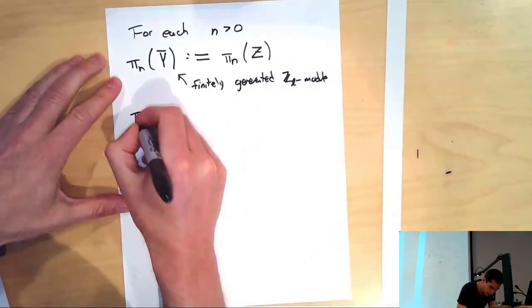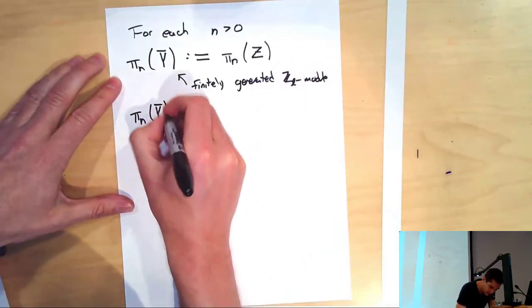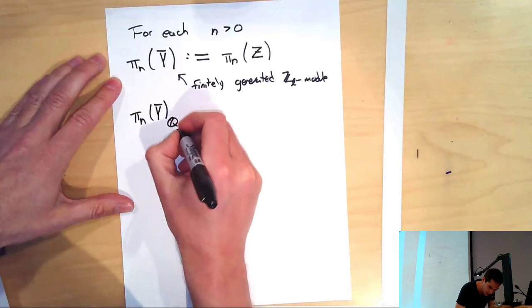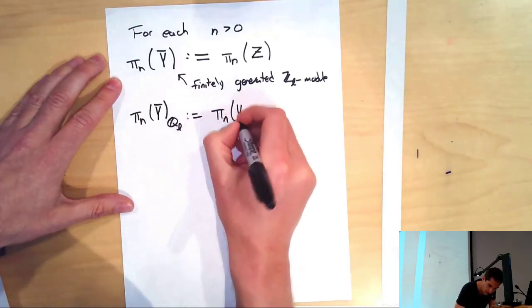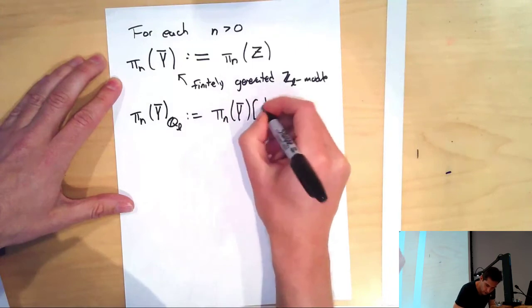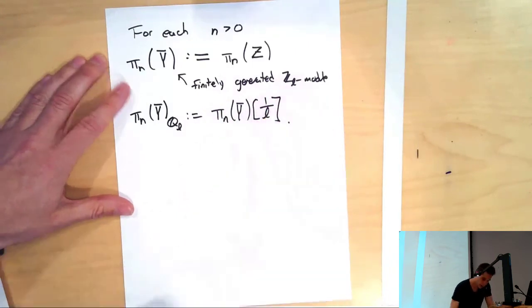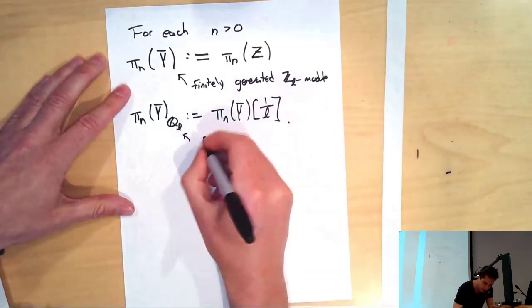And for this lecture, I'm just going to be interested in its rationalization. So this is what you get when you take pi n of y bar and then invert L. So this is now a finite dimensional vector space over QL.